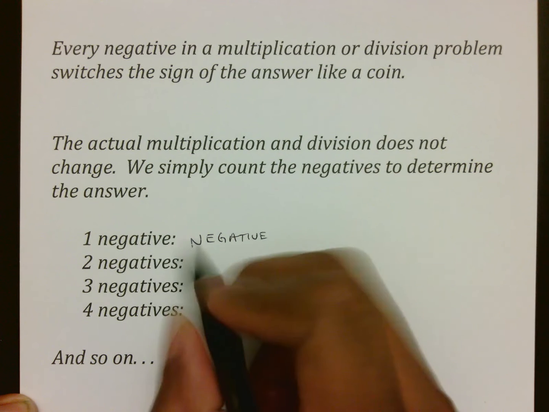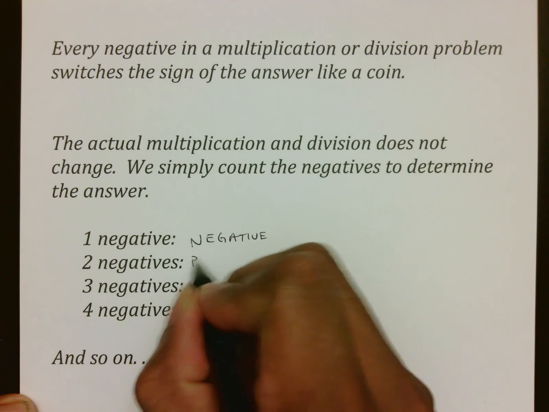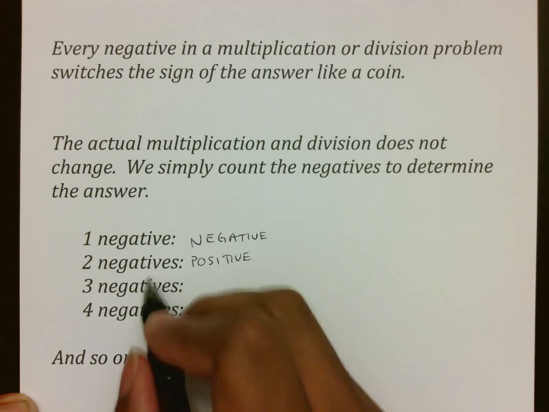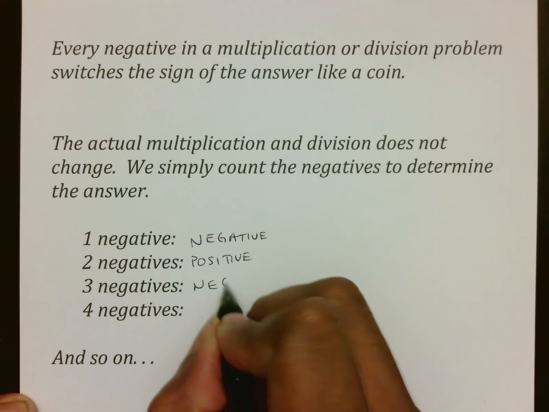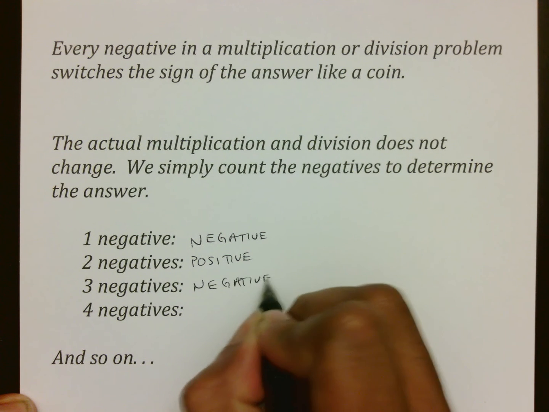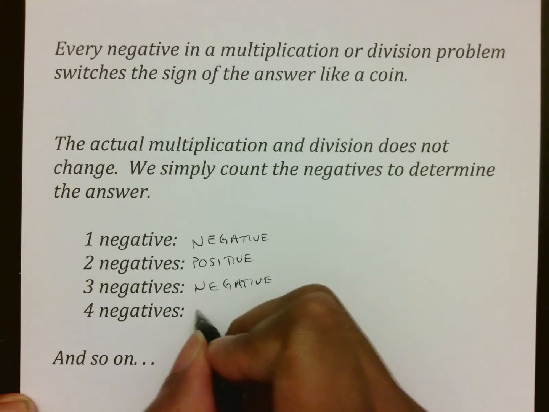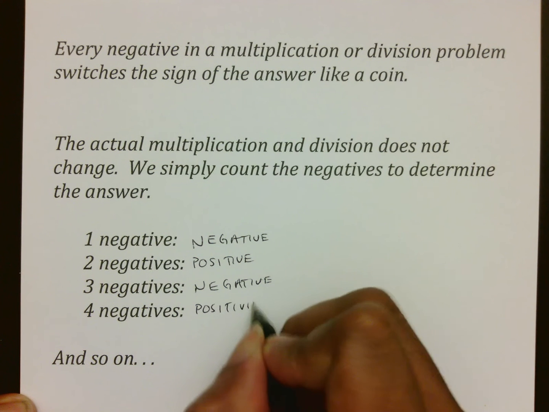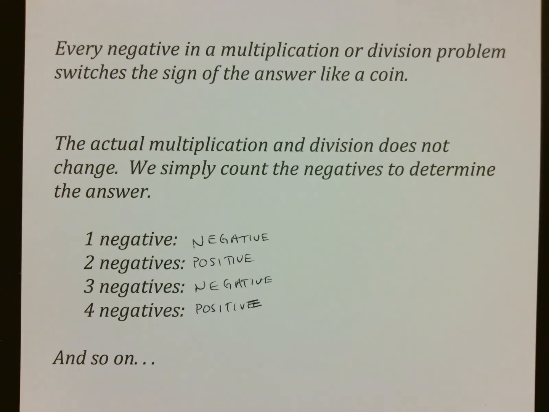Once you flip it over with the second negative, the coin flips over, it becomes positive. Once you flip it again to a third negative, it again becomes negative. When you get a fourth negative, it flips back over and becomes positive. So I hope you understand what I mean when I talk about how it just flips like a coin, how it goes heads to tails, back to heads, back to tails.